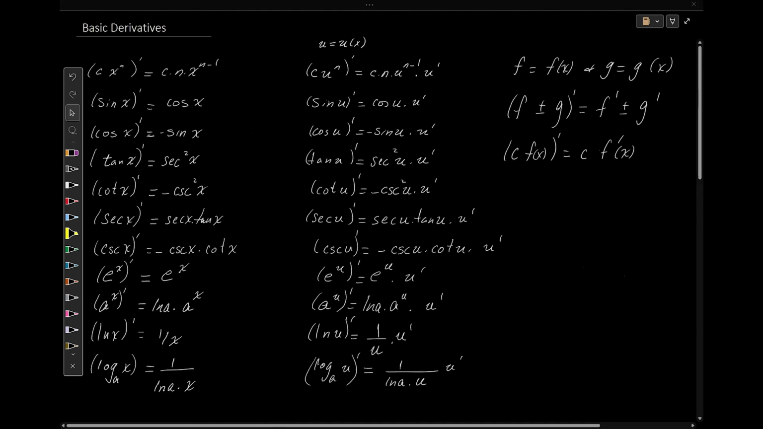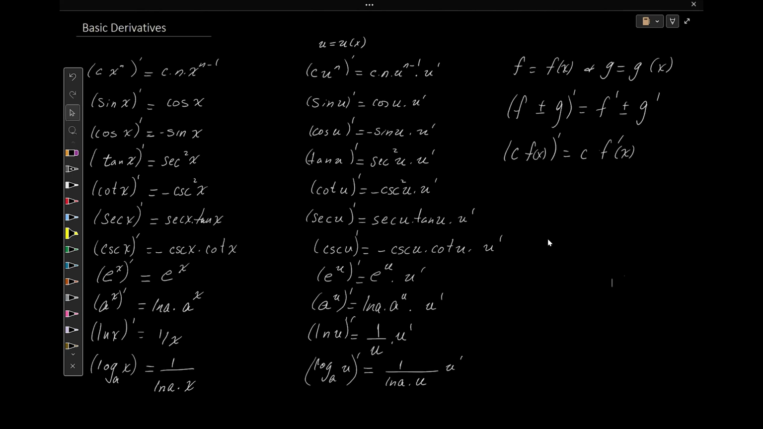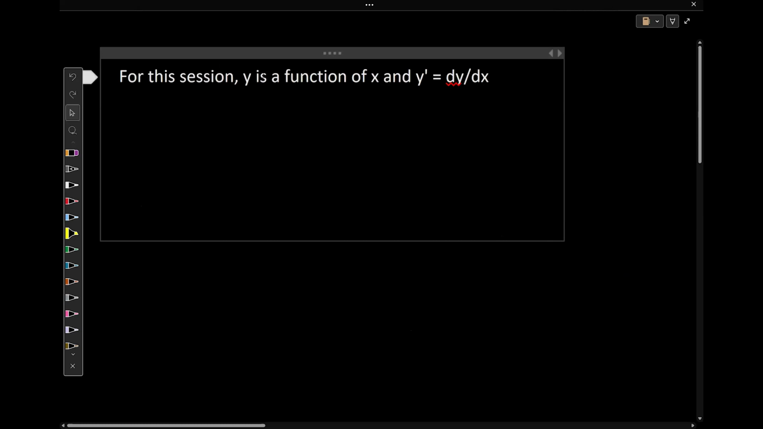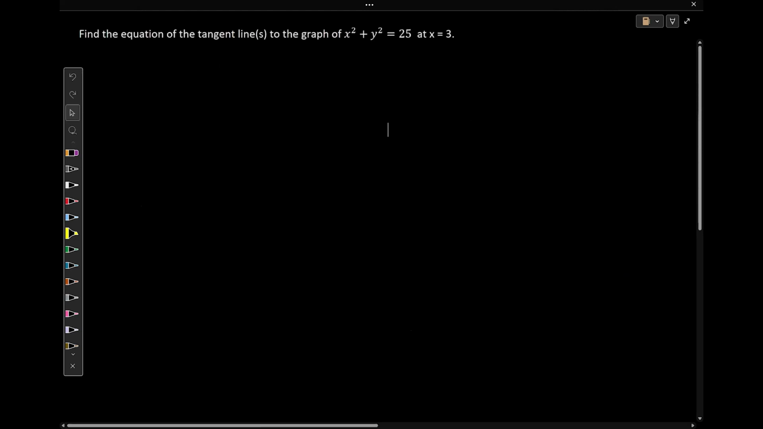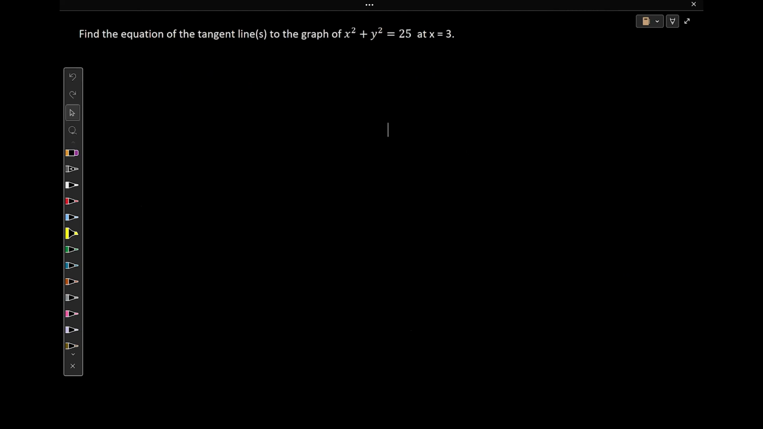So let's start with just a very simple example. And let's begin, by the way, again, y, in this case, everything is a function of x, and y prime and dy/dx are interchangeable. So let's look at this equation. Here we have a circle: x squared plus y squared equals 25. We have a circle centered at the origin with a radius of 5.